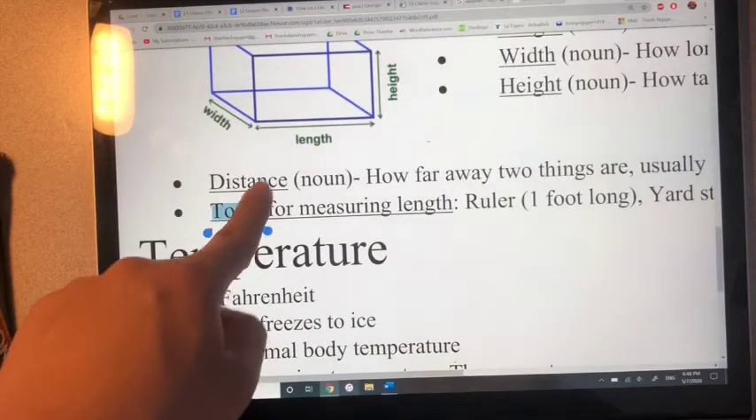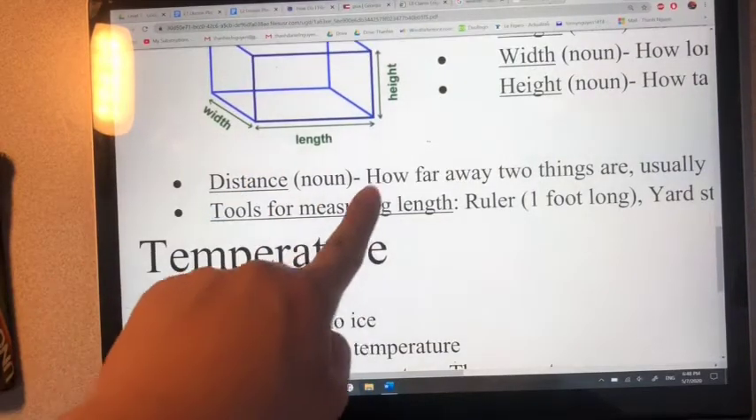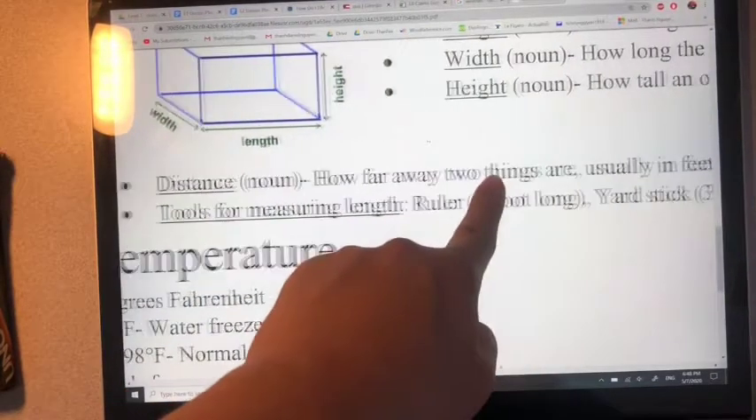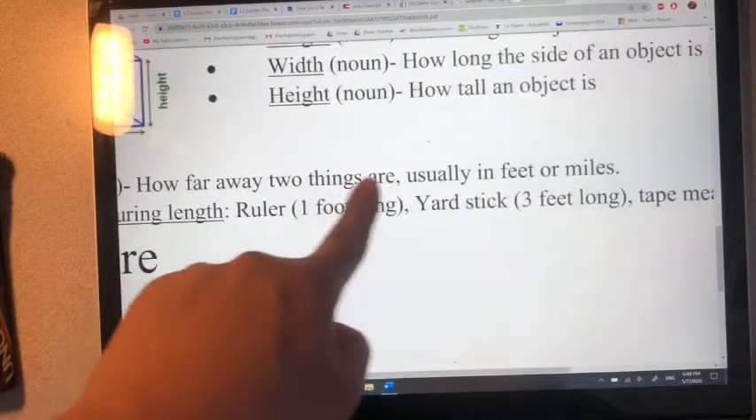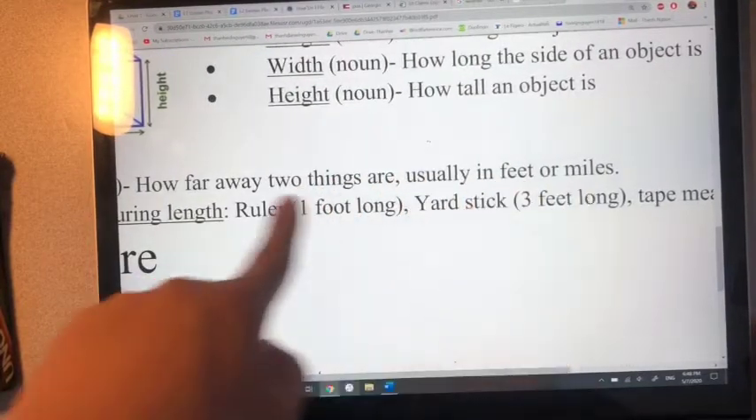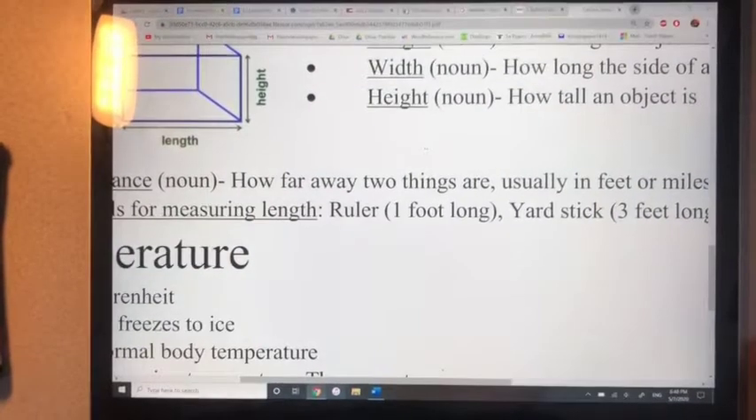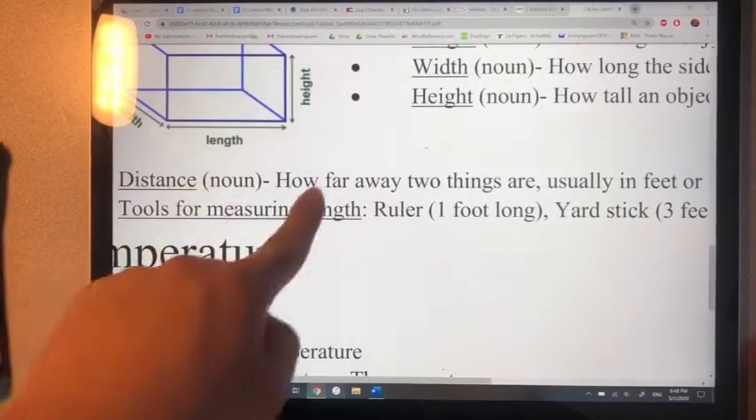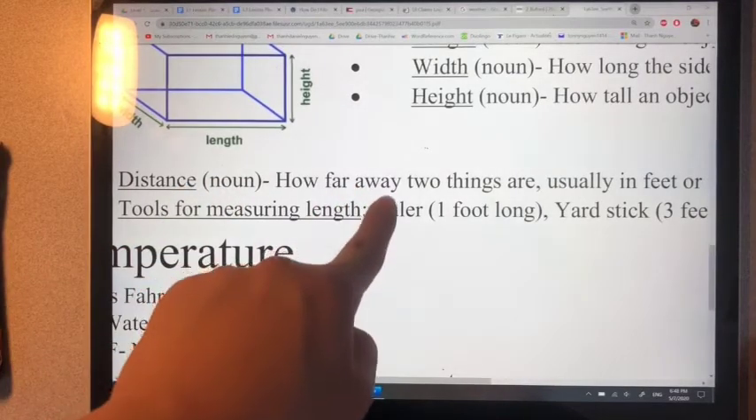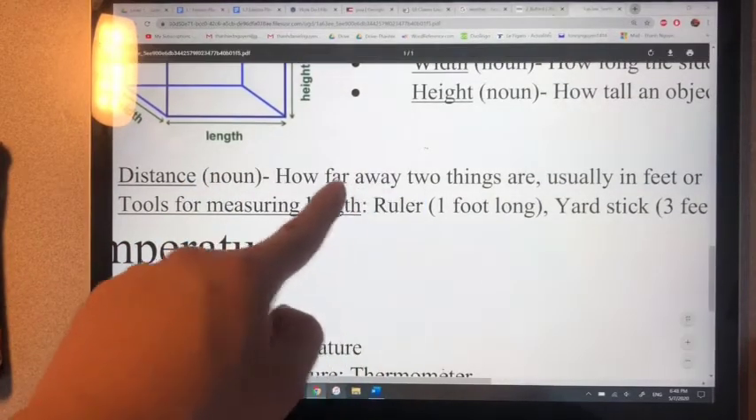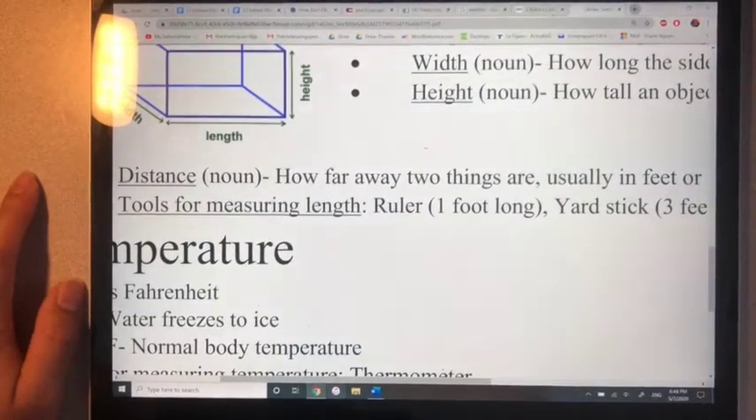The distance. The distance is a measurement of how far two things are away from each other. We usually measure distance in feet or miles. So I can say the window is 5 feet away from me. It's 5 feet away. Or the grocery store is 3 miles away from me.